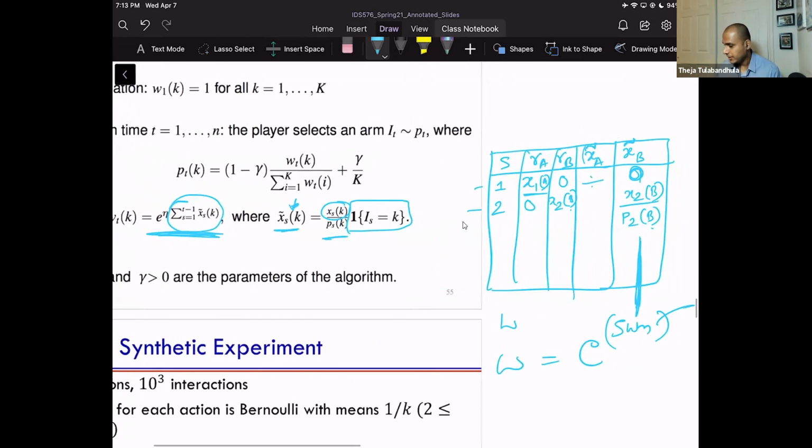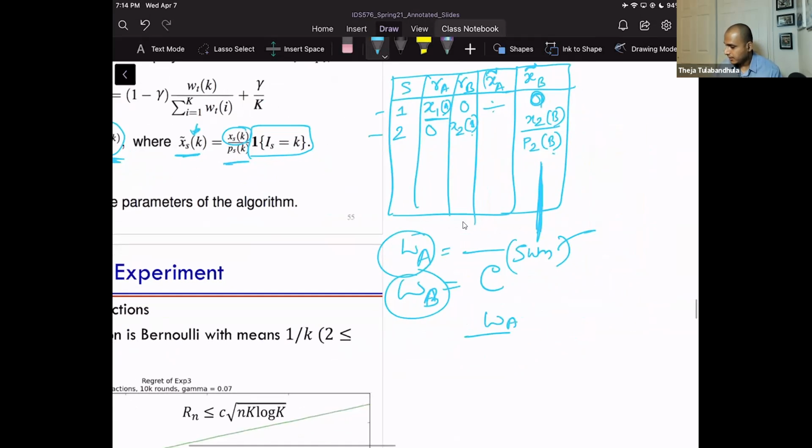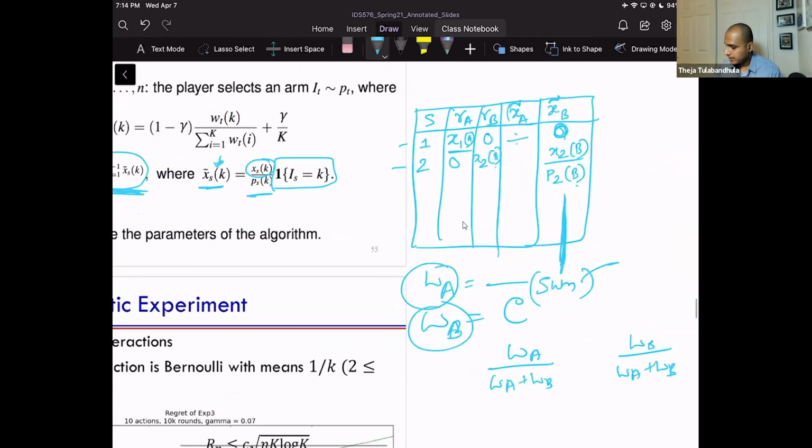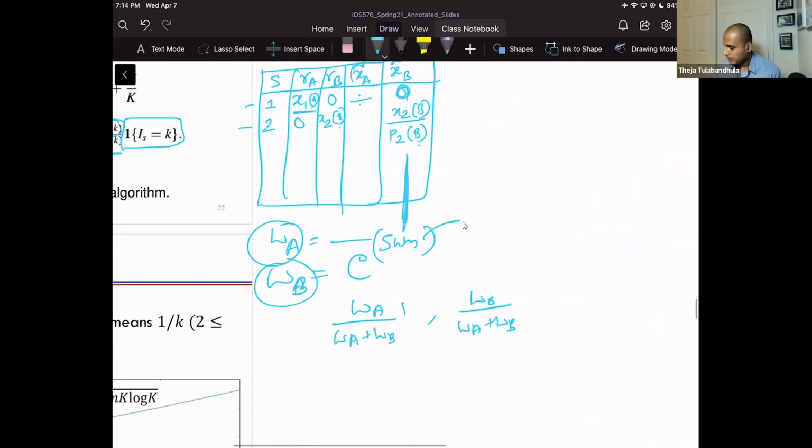Whereas for the other arm, if you did not play it, there are going to be two: WA and WB. WA is going to have a similar expression. Now I have WA and WB, so I can always create a distribution. I'll just do WA divided by WA plus WB, and WB divided by WA plus WB. This is exactly this expression with that extra offset. I want to ensure that, so plus gamma by k, and if it has an offset, I need a multiplier, which is 1 minus gamma.